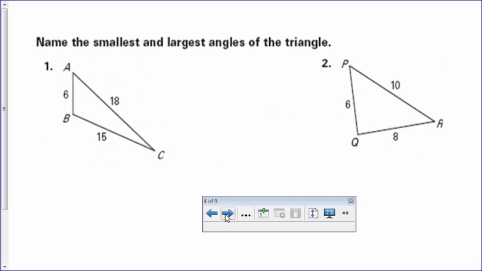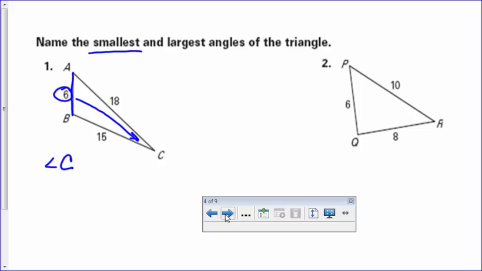The first one is talking about naming the smallest and largest angles of the triangle. We don't know anything about the angles or degrees, but we do know the sides. So if we want the smallest angle, we have to locate the shortest side, which would be side AB because 6 is the smallest side length. The angle across from that is angle C. So angle C is going to be our smallest angle.